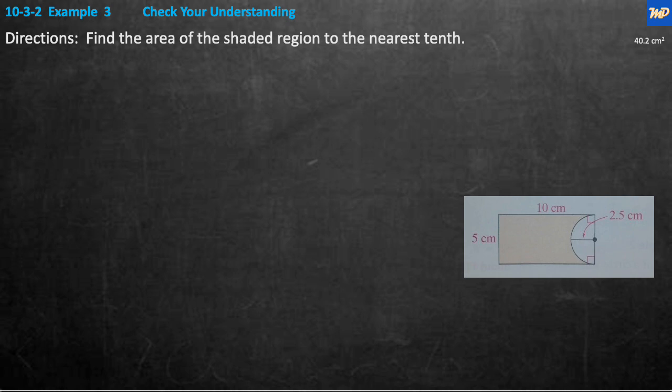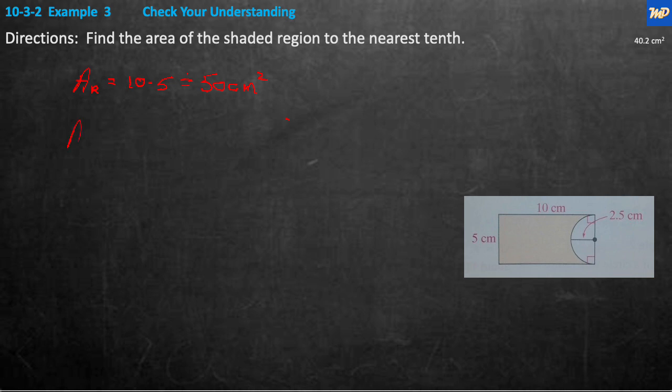Okay, now that you're back, let's start off with finding the area of the rectangle. The area of the rectangle, A sub r, is equal to the base times the height, 10 times 5, which is equal to 50 centimeters square. Don't forget the centimeters. Always include the units. Now, how about the circle?